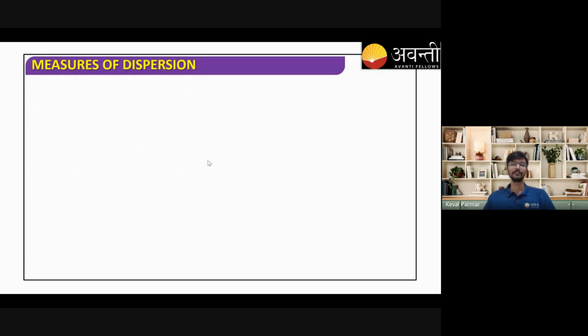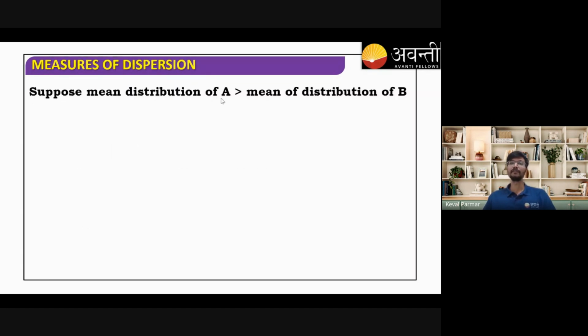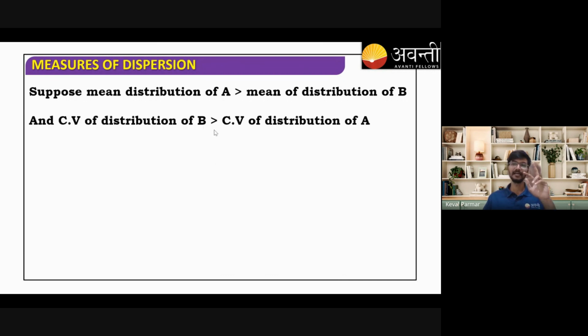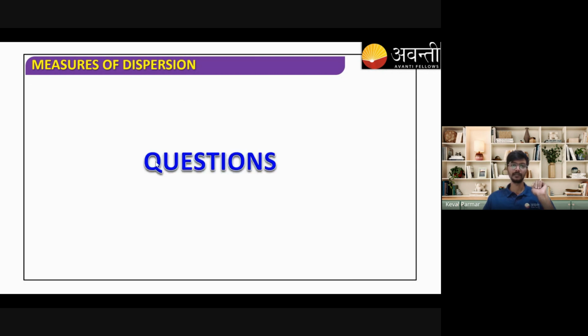Let's see what we have next. Suppose the mean of distribution A is greater than the mean of distribution B. That means the CV will be reciprocal or inversely proportional. Then in this case, A is more consistent. Correct? Now, let's look at some questions, guys.